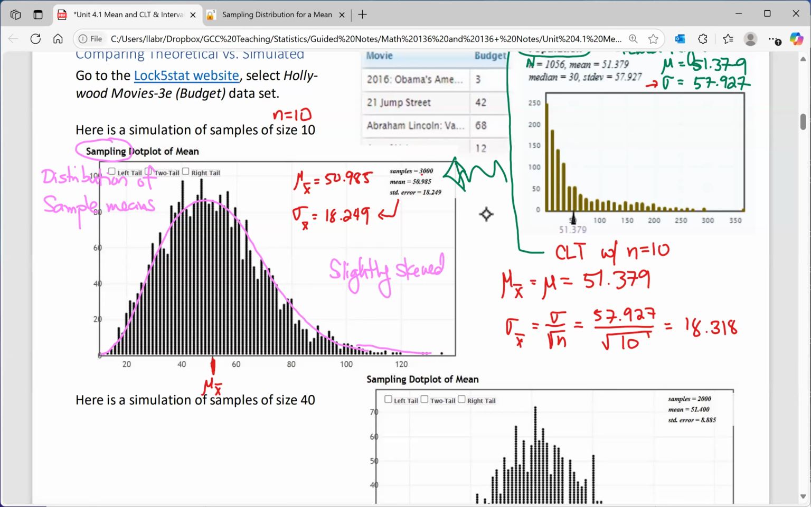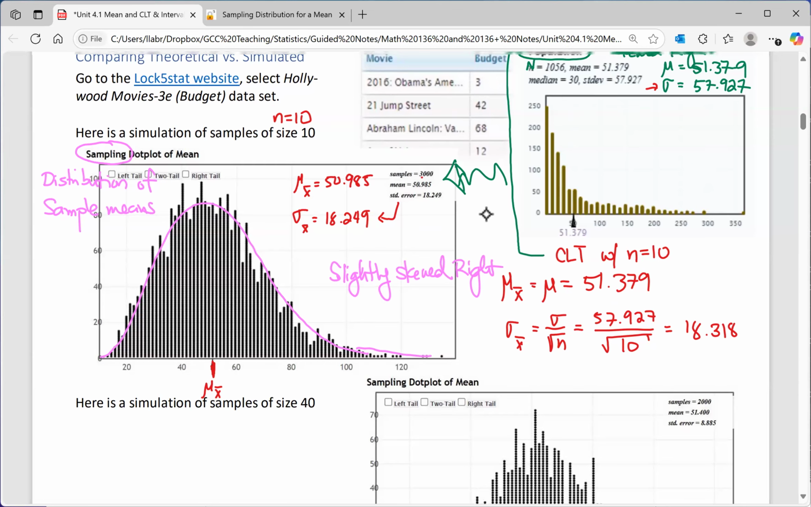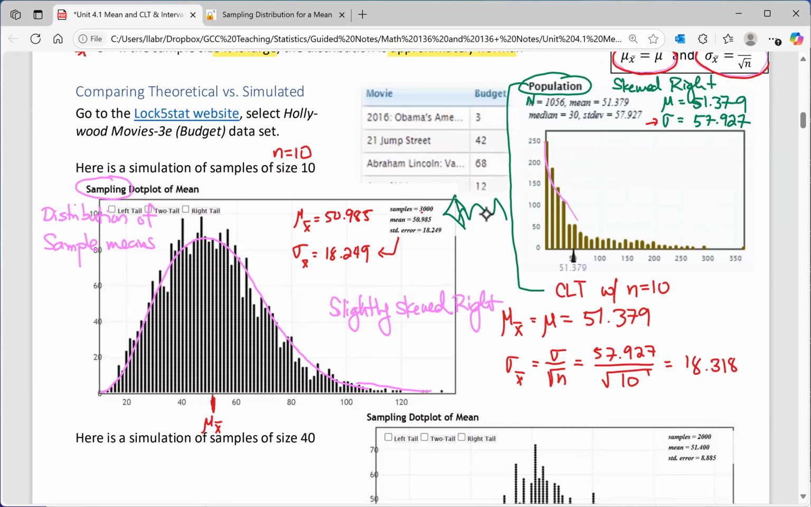And the reason why that's actually skewed right is because our population was skewed right. So if your sample size is not big enough, then the shape of the sampling distribution is inherited from the parent population. So again, slightly skewed because it inherits the shape because our sample size is small. Sample size of 10, that's not big enough. So let's go ahead and do this again for a bigger sample size.